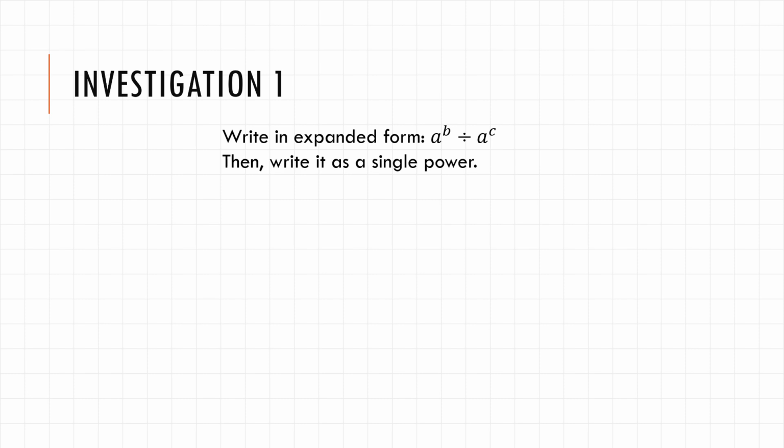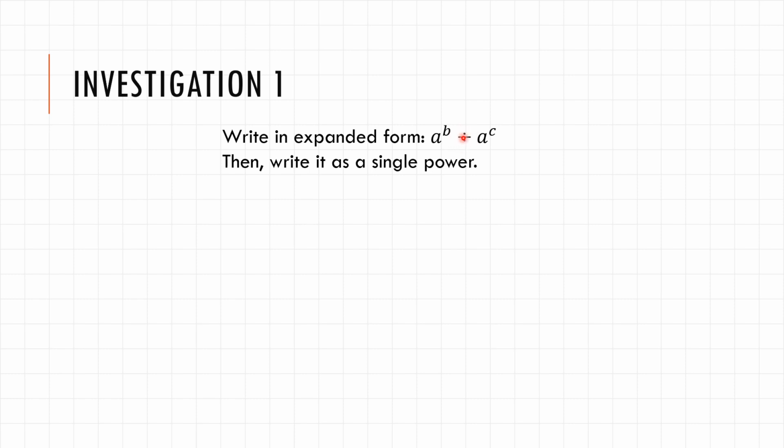Now let's take this and see if we can come up with the actual rule for it, although I think it should be pretty easy from here, right? What is a to the power of b divided by a to the power of c? Can we write that in its expanded form? And then can we write that as a single power? Take 2 minutes here to see if you can write down both of these. This might be a little bit tricky because you don't have numbers here. I didn't give you numbers.